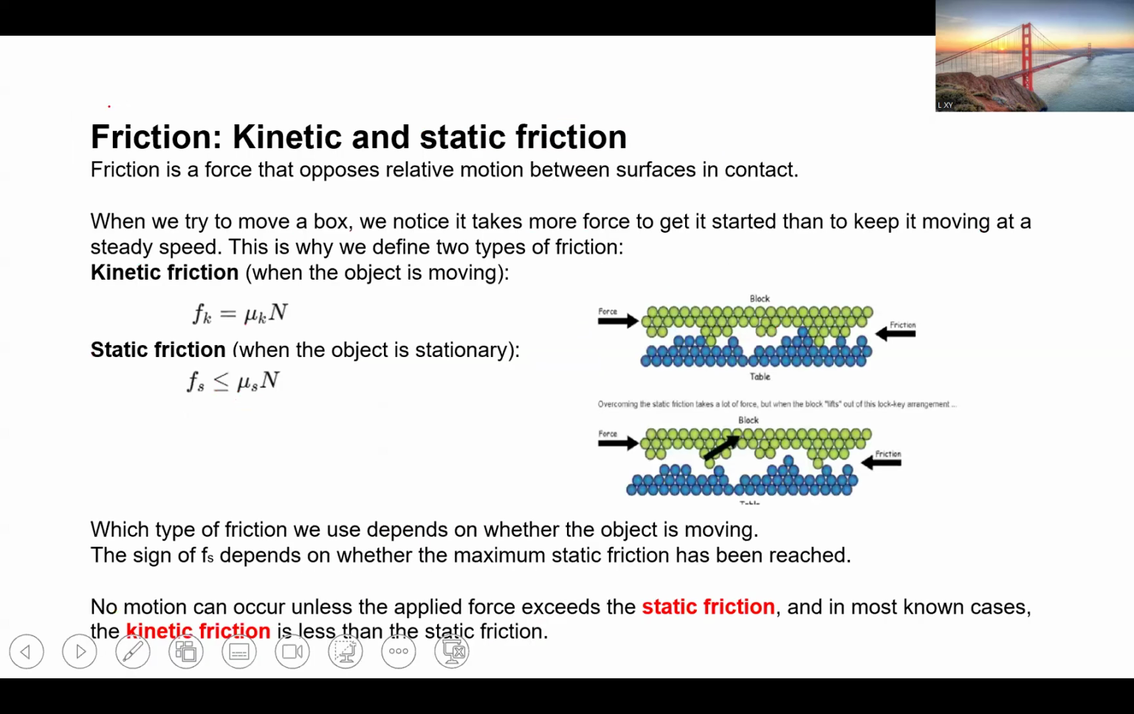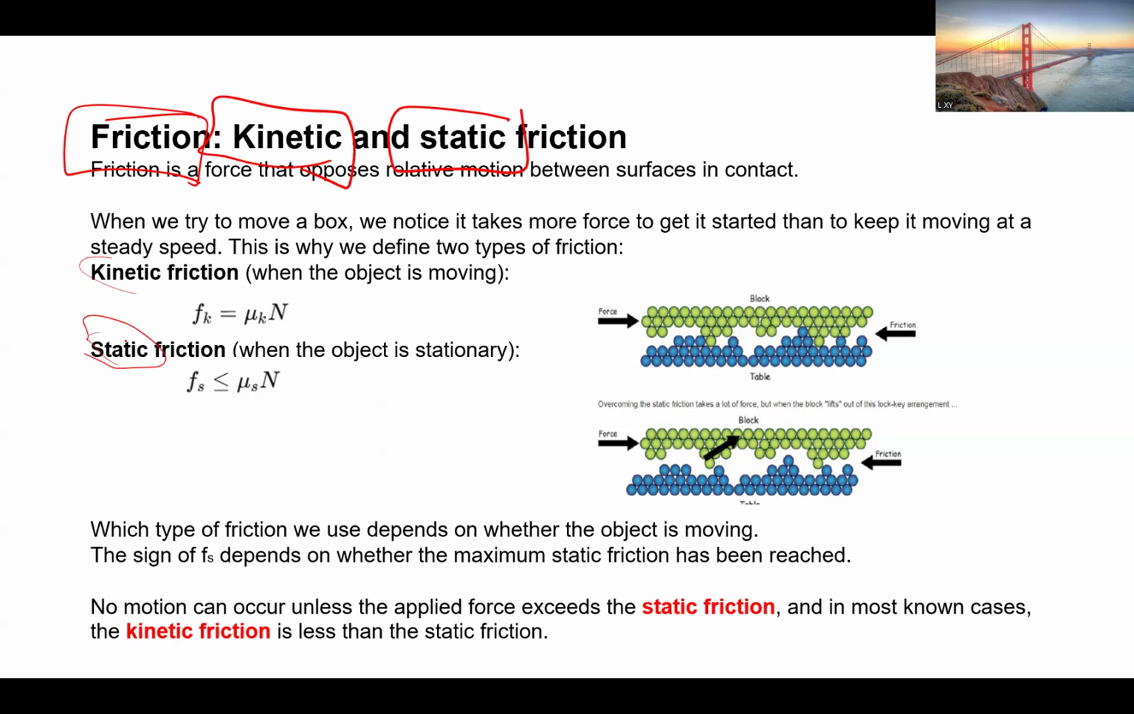So we're going to talk about friction, kinetic and static friction. Friction is the force that opposes the motion between surfaces in contact. When we try to move a box, we notice that it takes more force to get started than to keep it moving at a steady speed. So this is why we have two types of friction. One is called kinetic friction, the other is called static friction. Static means not moving. And kinetic friction equals the coefficient of friction times the normal force.